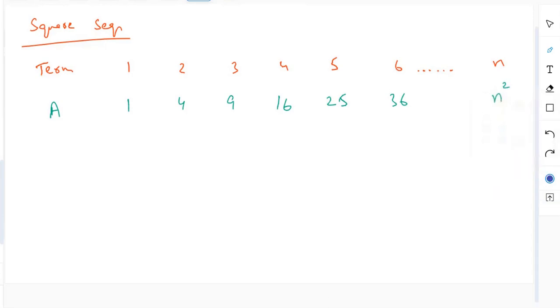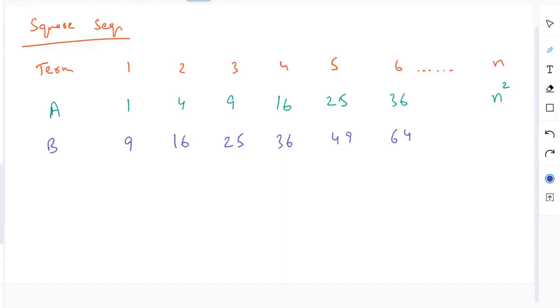But now let's say we have another sequence. We have a different sequence, and that looks something like this. Let's say we've got 9, 16, 25, 36, 49, 64. What about the nth term of a sequence like this? How do you evaluate this?